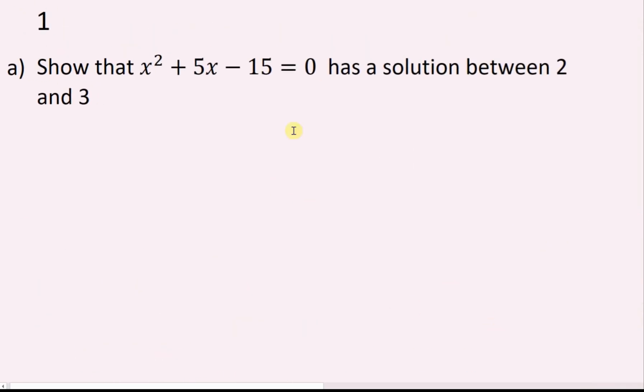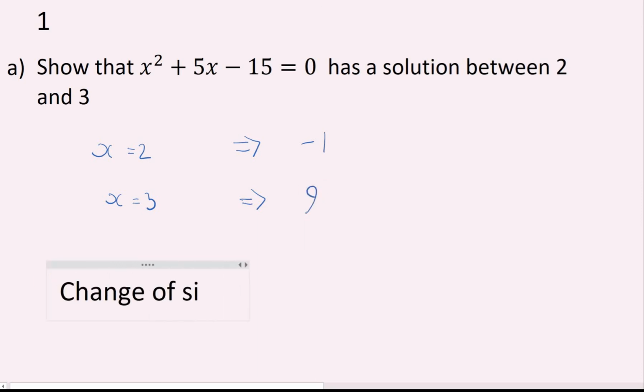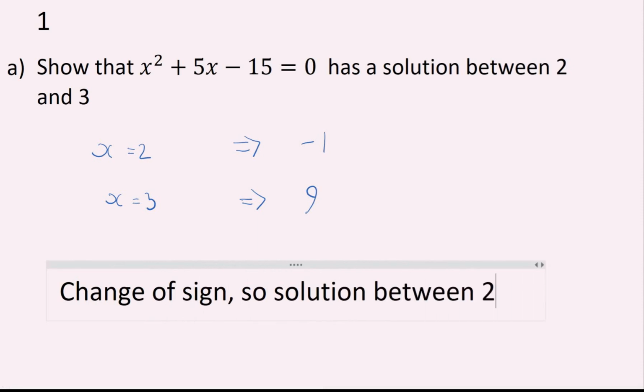So part A is showing the solution is between 2 points. Here you plug in x equals 2 and x equals 3. Plug in x equals 2, we're going to get 4 plus 10 minus 15, which is minus 1. Plug in x equals 3, we're going to get 9 plus 15 minus 15, which is 9. You will then say there's been a change of sign. So, solution between 2 and 3.